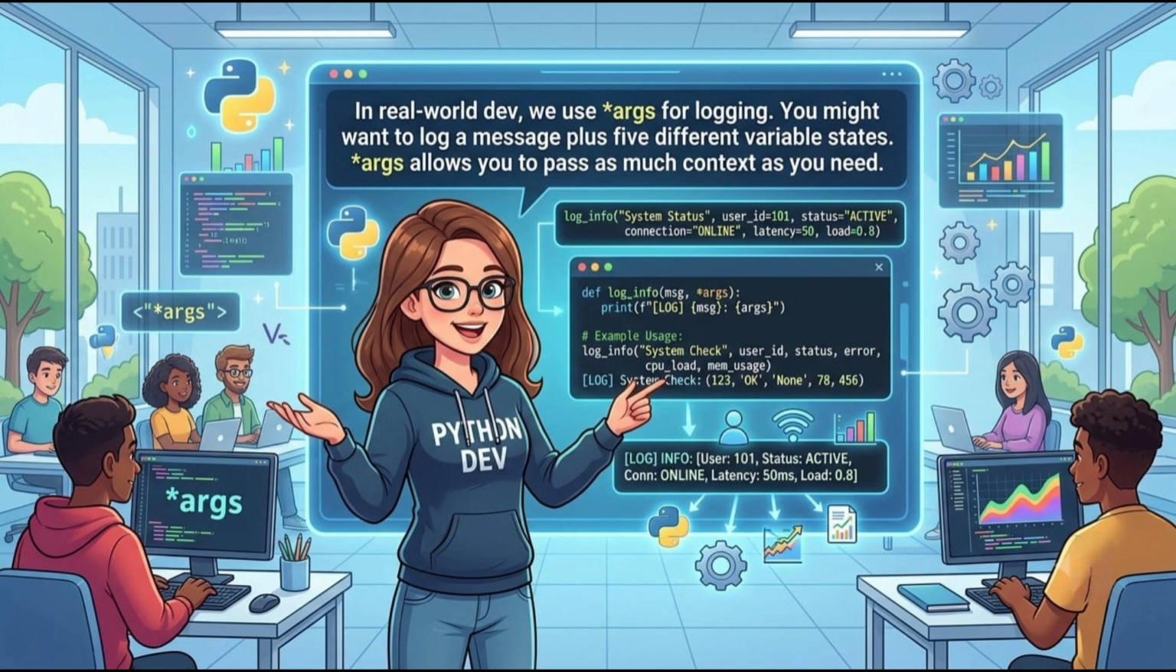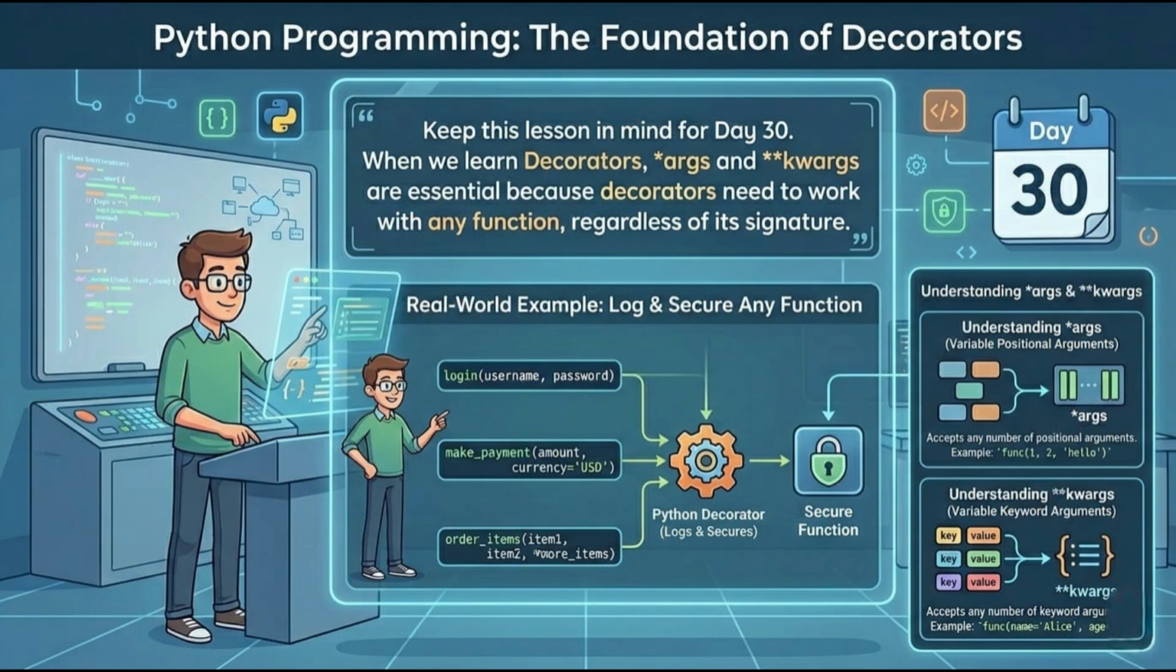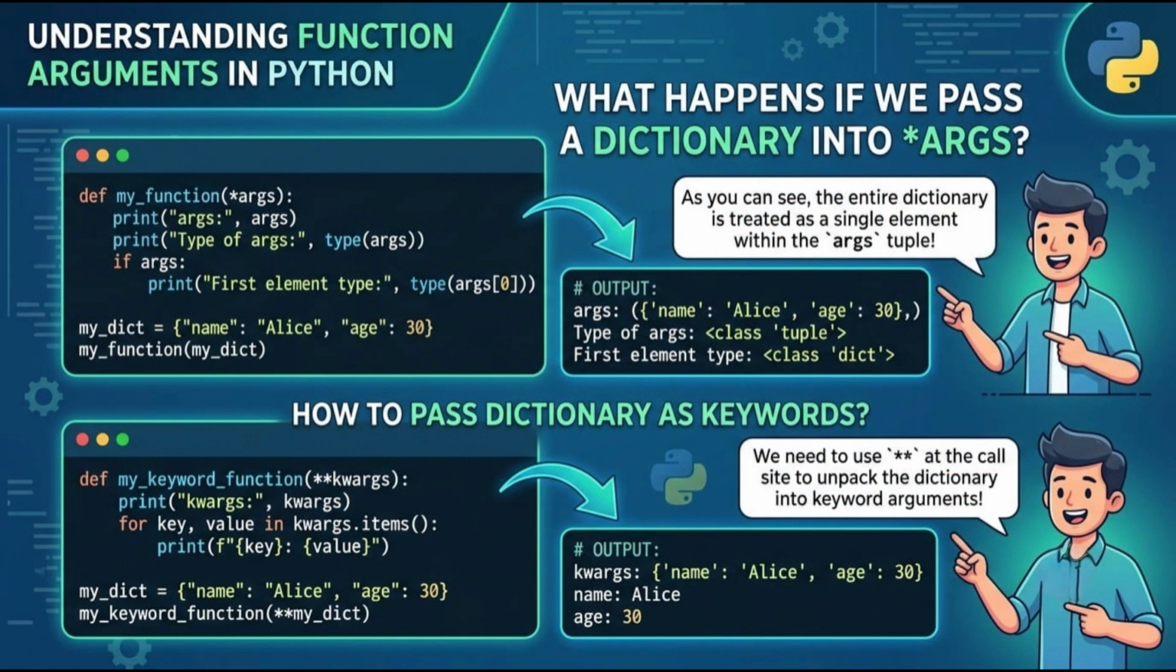In real-world dev, we use *args for logging. You might want to log a message plus 5 different variable states. *args allows you to pass as much context as you need. Keep this lesson in mind for day 30. When we learn decorators, *args and **kwargs are essential because decorators need to work with any function, regardless of its signature.